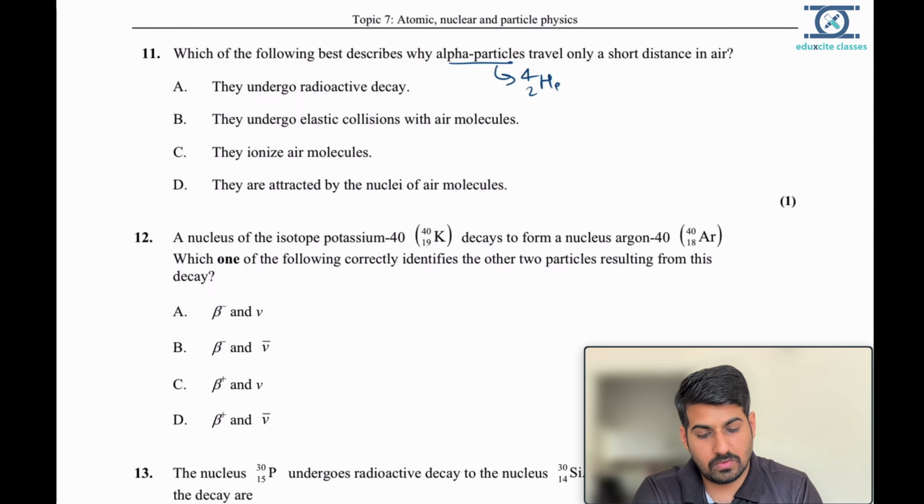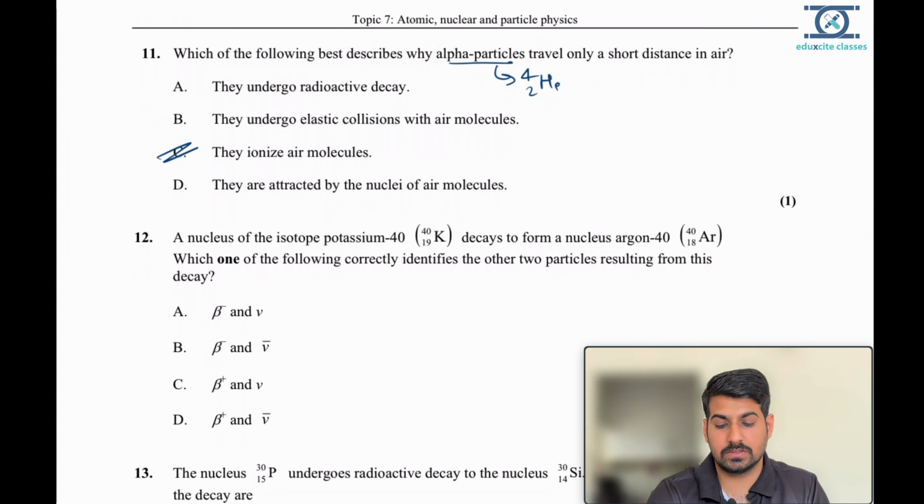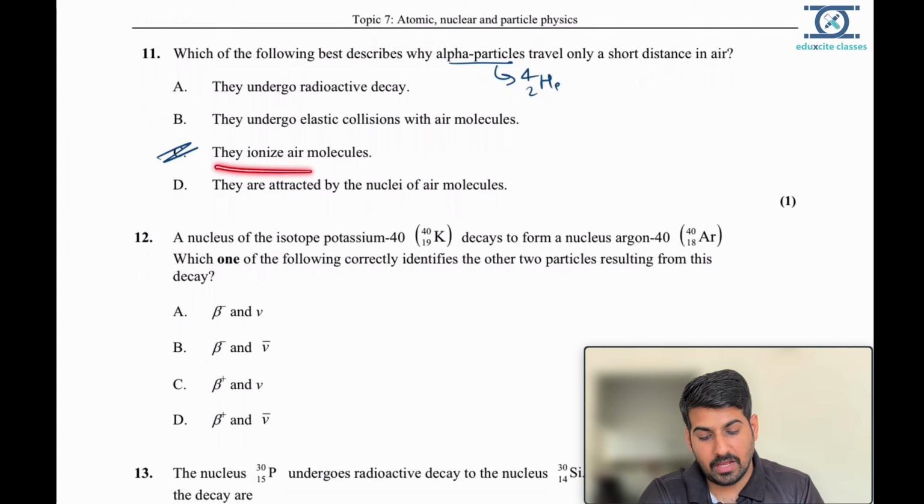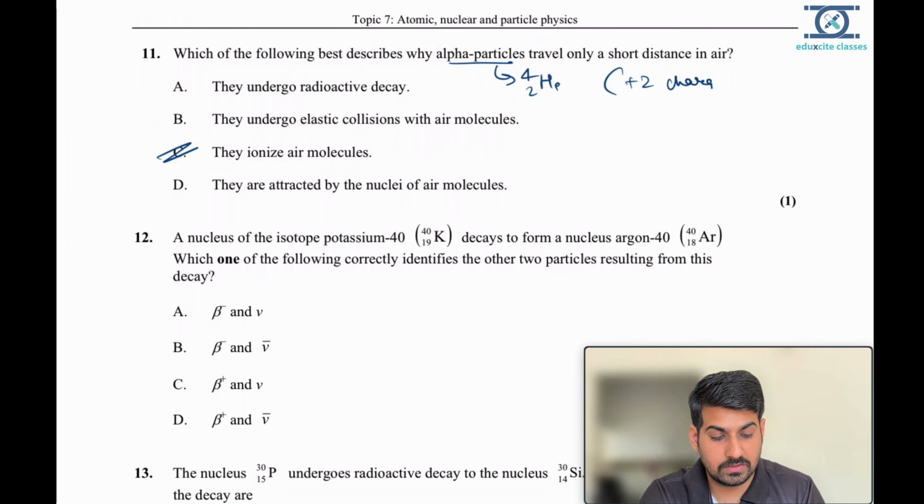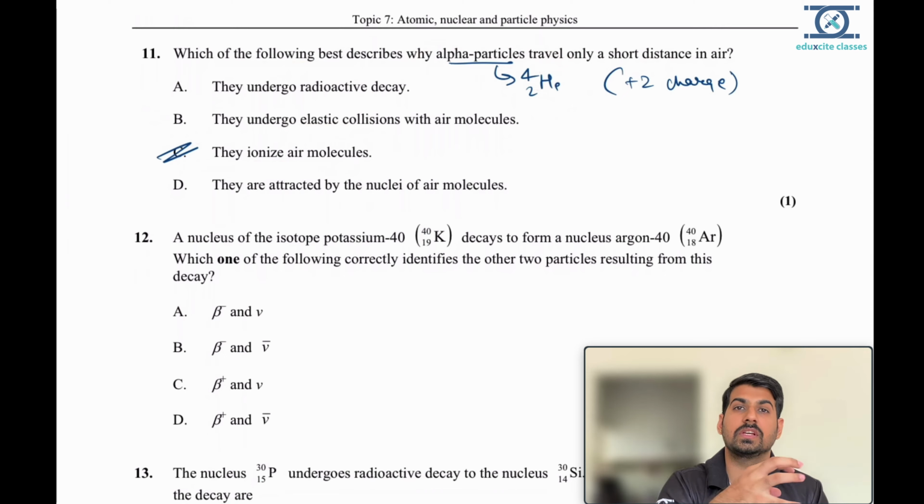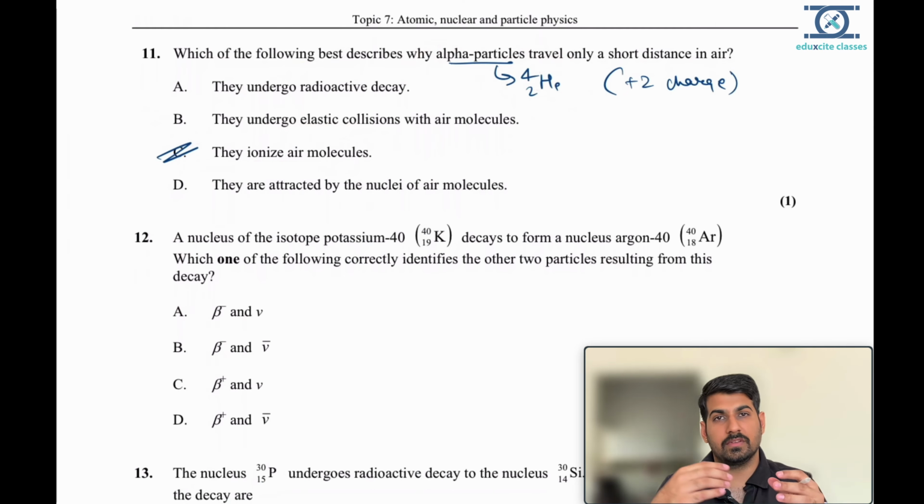Okay, so it is heavy as well as having a +2 charge, so it is more ionizing. It ionizes the air, therefore it can only travel a short distance in air. So the option is 3 only. They ionize the air molecules because they have a +2 charge. So when the alpha particle passes through the air, it ionizes the air around it.